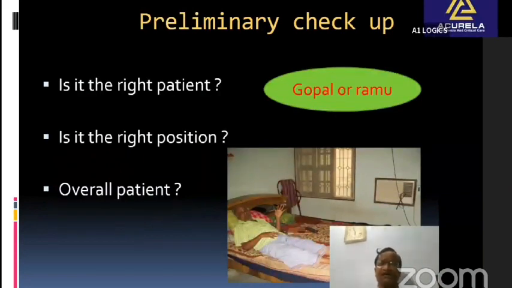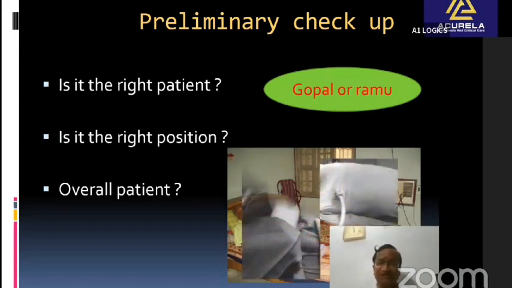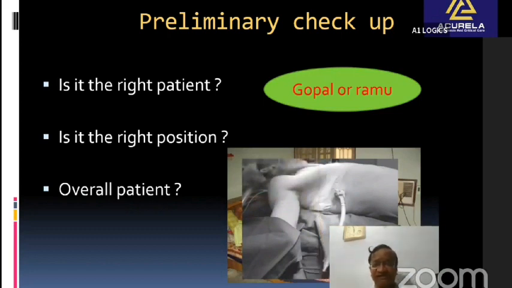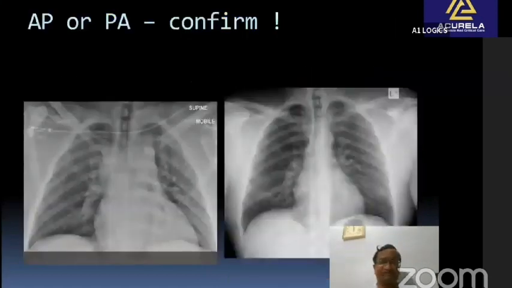Now, whenever you start reading an X-ray, don't go straight. See whether it's the right patient, what we are seeing. Whether the patient is Gopal, Ramu or Shanthini. Is it the right position? Or is the overall patient fine? For example, the patient is sick like this with ICD. How is the patient? Just get to know all these things before going on to read this.